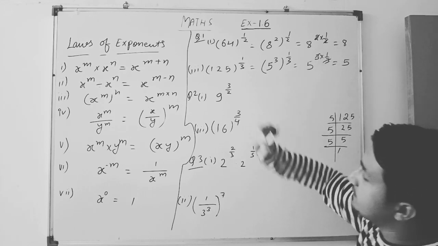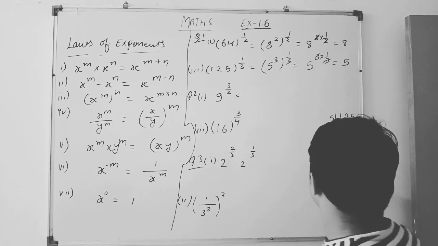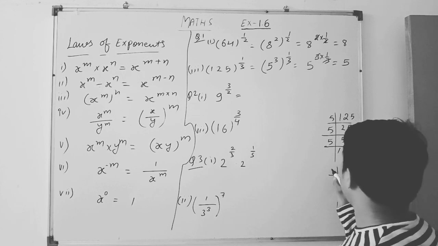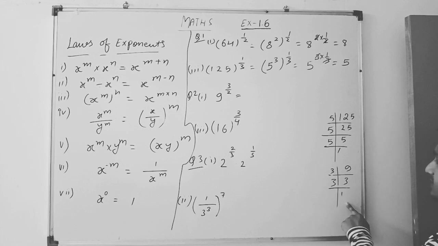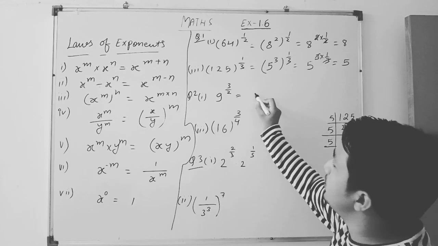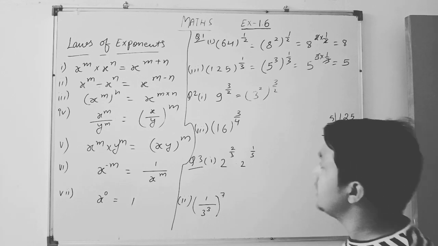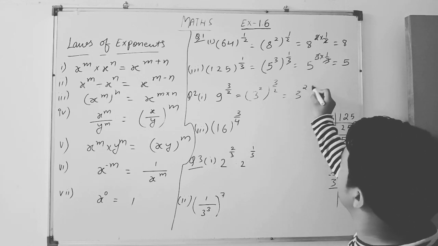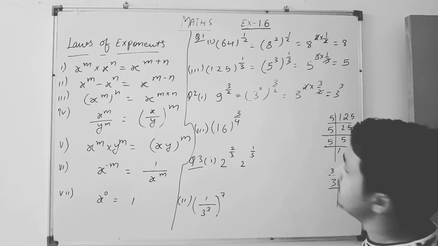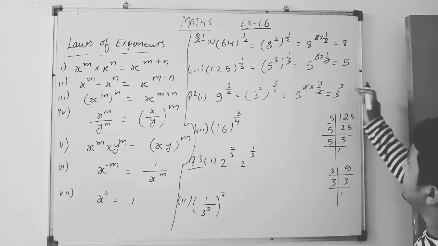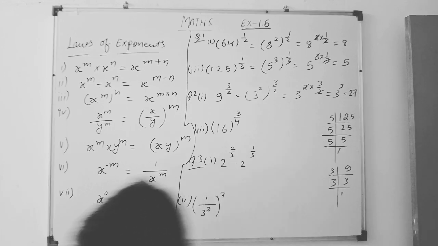Now second question, first part. It is given 9 to the power 3 by 2. 9 we can write as 3 to the power 2 because 3 threes are 9. So 9 we can write as 3 to the power 2 to the whole power 3 by 2. So 3 to the power 2 into 3 by 2. 2 and 2 cancel. It will be 3 to the power 3. And 3 to the power 3 is, as we know, 27. So our answer will be 27.